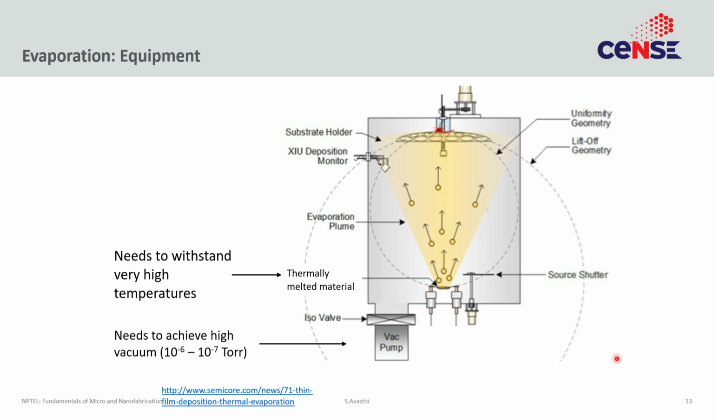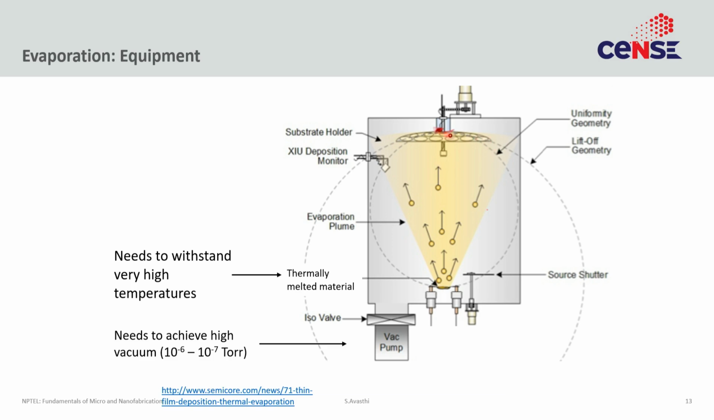This is what a typical evaporation equipment looks like. I've actually taken this figure from this reference. So you have a vacuum pump, you have an isolation valve, you have some way of creating the vapor. So you have some way of resistively heating it. Often this is done by electric current. So you just resistively heat some material, it melts and comes off.